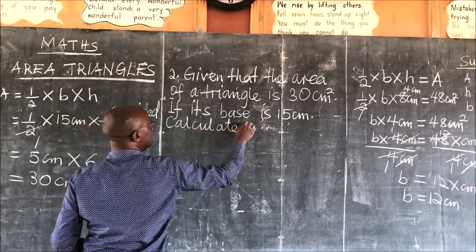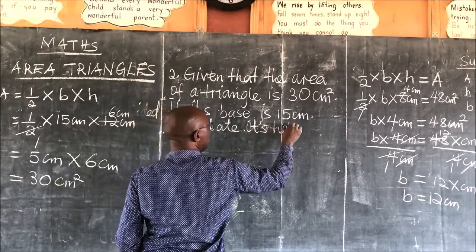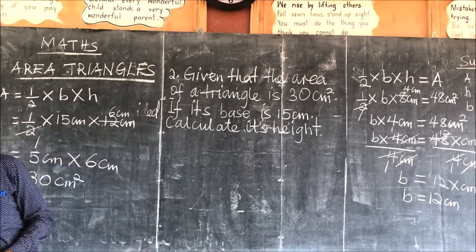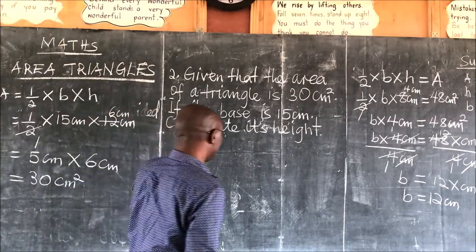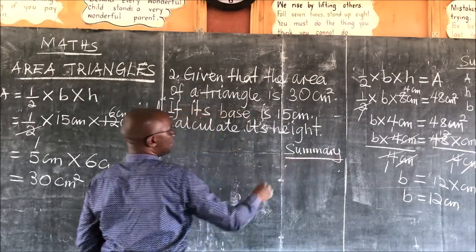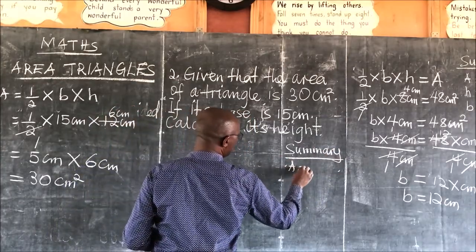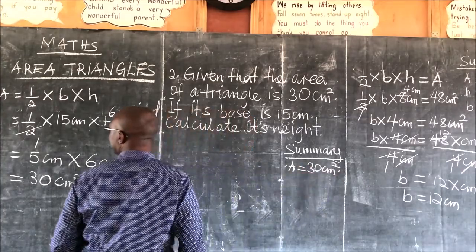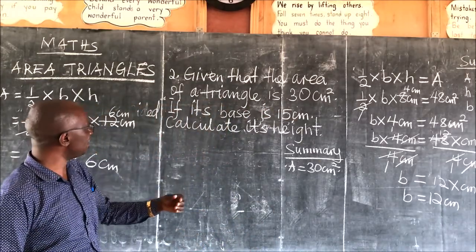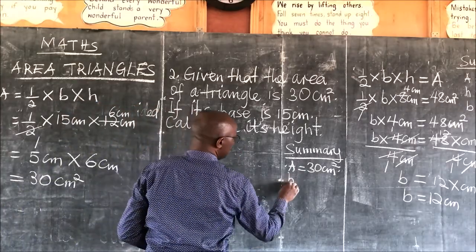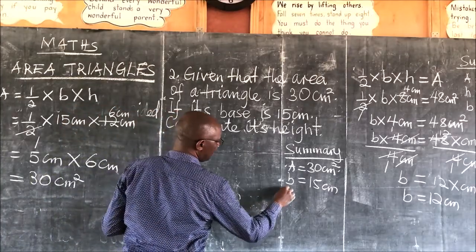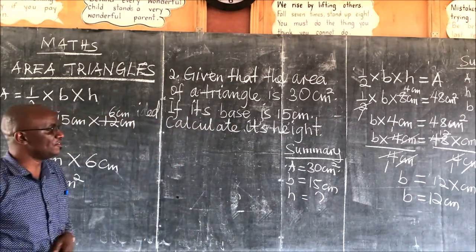Calculate its height. So now this is what we do. We write a summary of our question. Area has been given. Area is 30 centimeters square. Then what have they given? They have said given that the area of the triangle is 30 centimeters square, if its base is 15 centimeters. And its height is what we do not have because they are asking for the height.